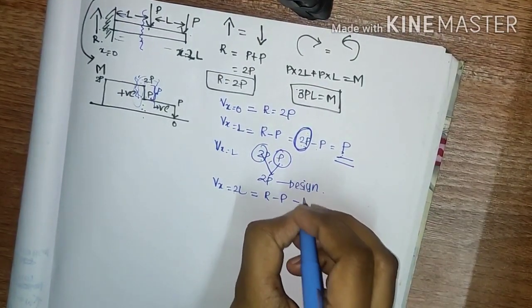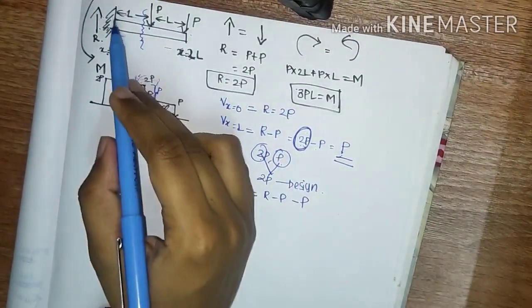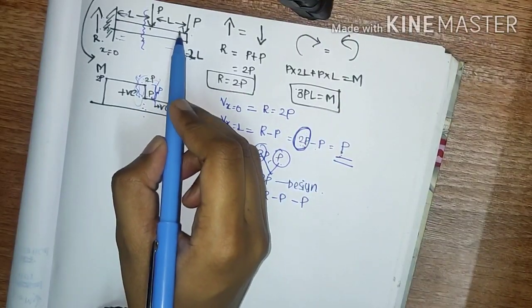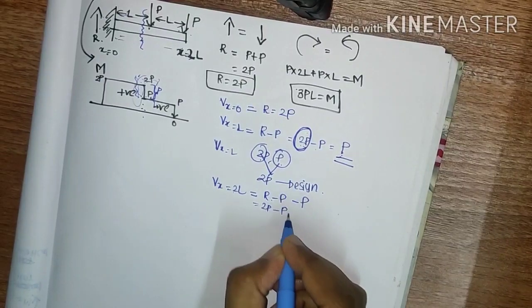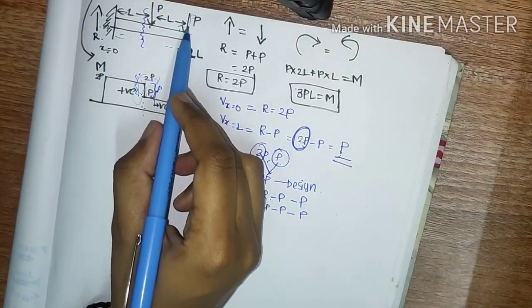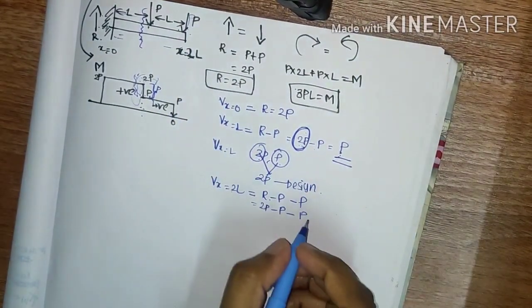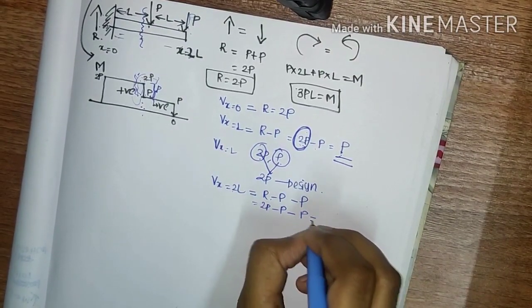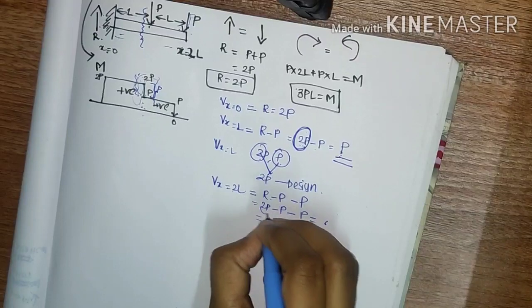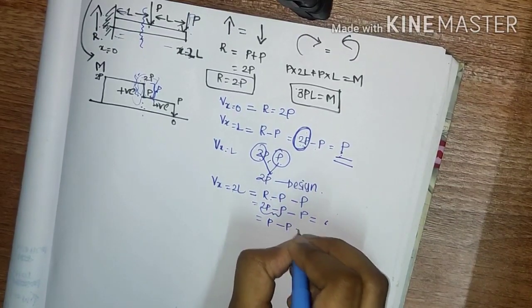So minus P and P. So before that, here there will be 2P. Here are 2P. Next is minus P. So after this point there will be minus P. That vertical load will also be acting. So we will be getting this is P and this is P, 0.